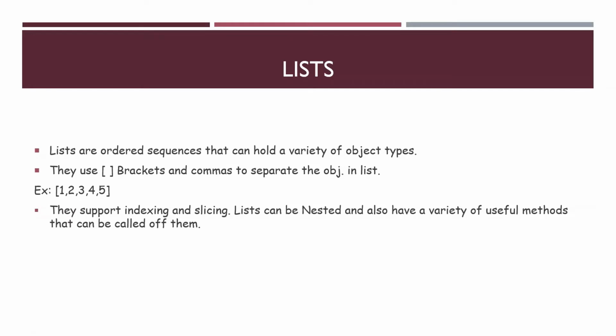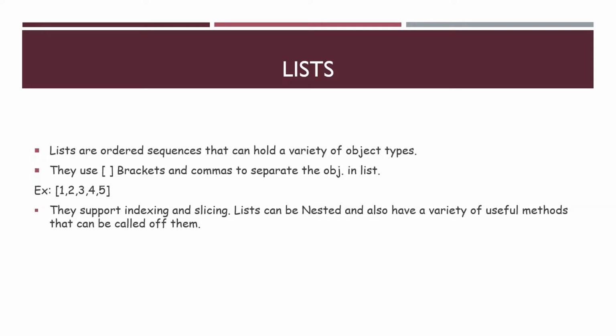Lists are ordered sequences that can hold a variety of object types. They use square brackets, which is very important because I'll be explaining why, and commas to separate the objects in a list. As you know, commas are used to separate things from each other. They support indexing and slicing. You know what indexing is and what a slice is. If you don't know, please go to the previous chapters and get the knowledge from there.